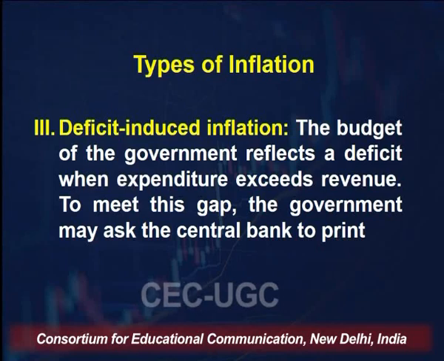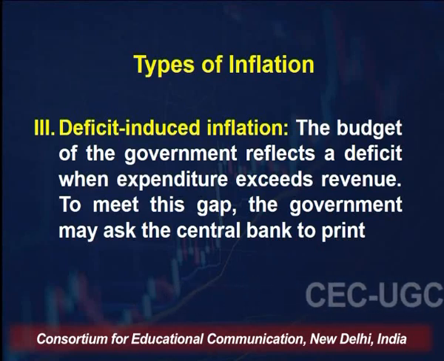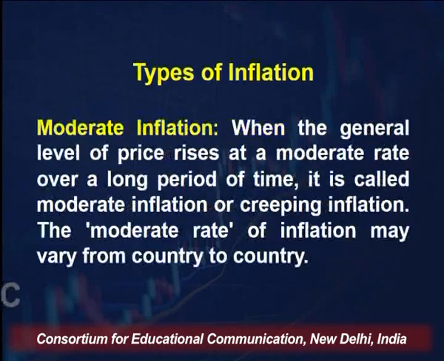Another type on the basis of causes is deficit induced inflation. The budget of the government reflects a deficit when expenditure exceeds revenue. To meet this gap, the government may ask the central bank to print more notes, more money, and that will also lead to an increase in inflation. In the case of India, we always have a deficit budget. Deficit budget means that to fill that gap, the money supply has to be increased in the economy, which is a cause of inflation in the Indian economy.